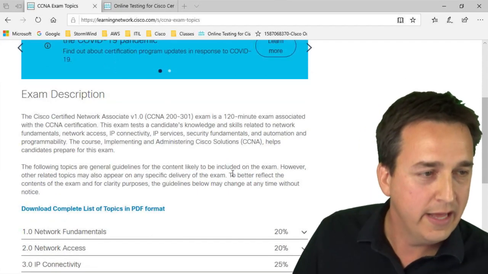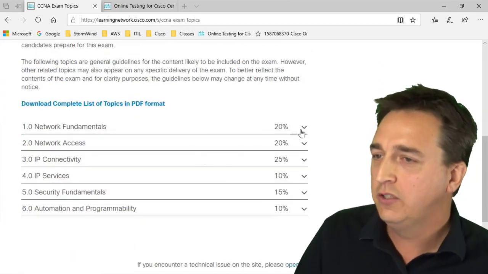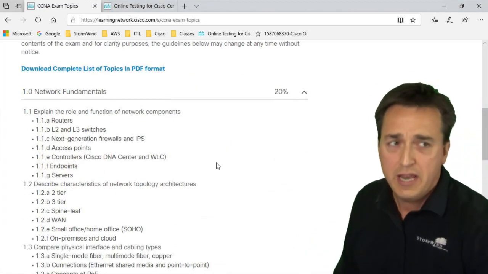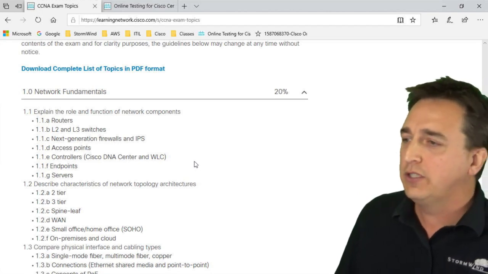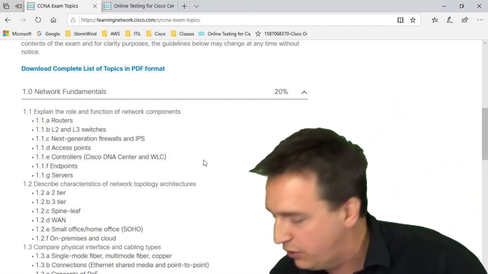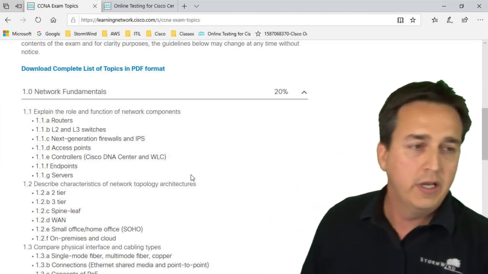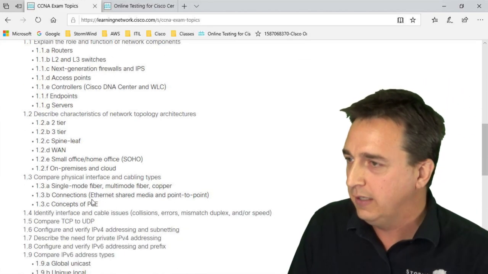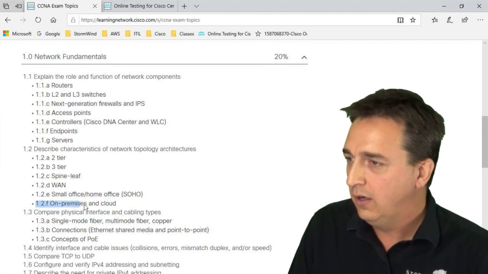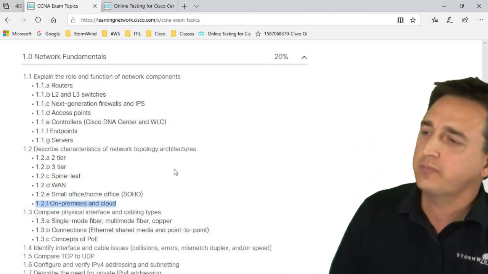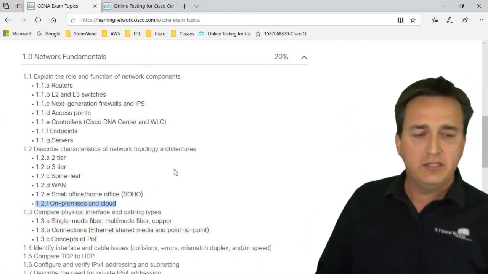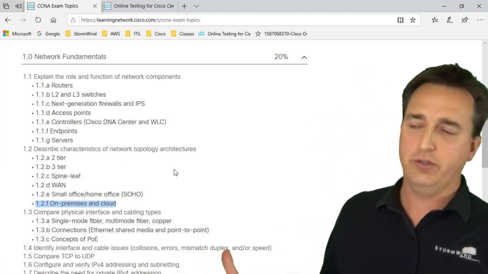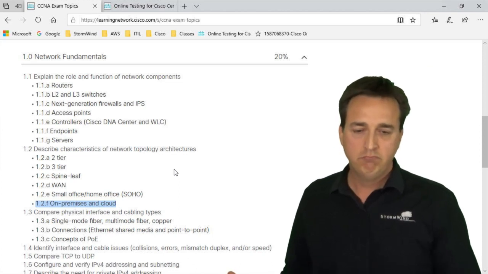Let's start diving into that. So down here under our network fundamentals, the first topic that stands out to me that we need to improve upon when it comes to the exam objectives is this one right here. On-premise and cloud. It says here that we need to describe characteristics of network topology architectures, on-premise and cloud.